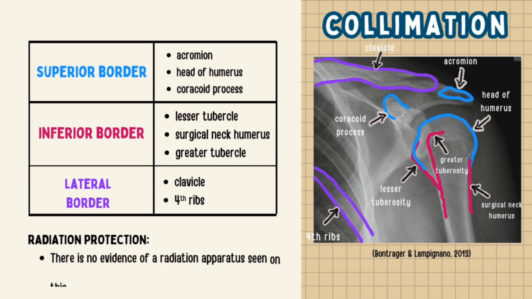Next, I will explain the collimation part. For the superior border, the structures included are the acromion, head of humerus, and coracoid process. You can see in the image, it is the blue line. Next, for the inferior border, the structures included are the lesser tubercle, surgical neck of humerus, and greater tubercle. It is shown in the pink line. As for the lateral border, the structures included are the clavicle and the fourth rib. You can see in the image, it is the purple line.